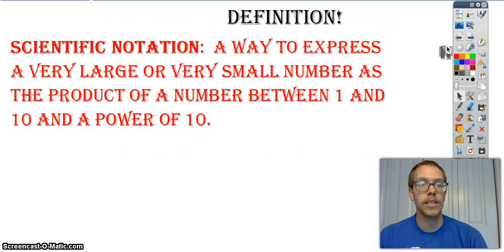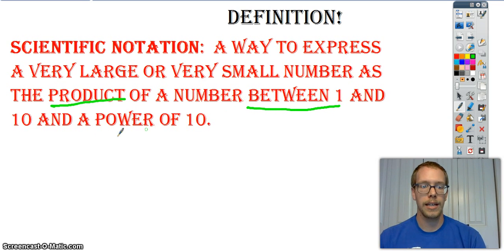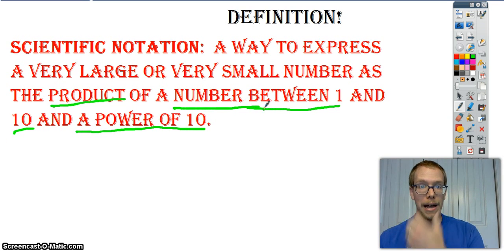What is scientific notation? Well, scientific notation is a way to express a very large or very small number as the product of a number between 1 and 10 and a power of 10. And I want us to focus in on the idea that this is a product. Scientific notation is a product, so we need to keep that in mind. Then we also need to understand it's the product between a number that's between 1 and 10 and a power of 10.